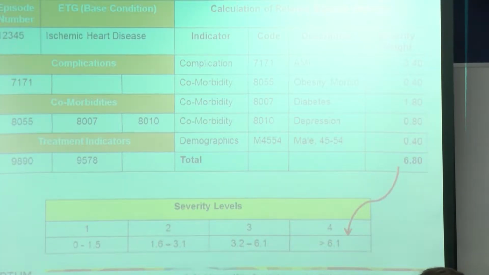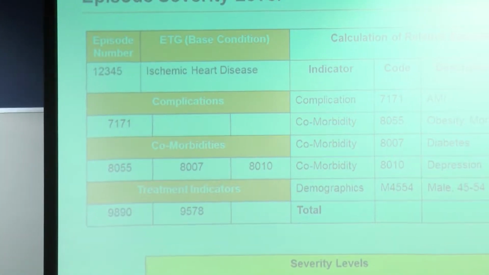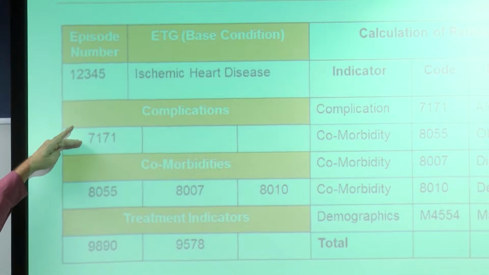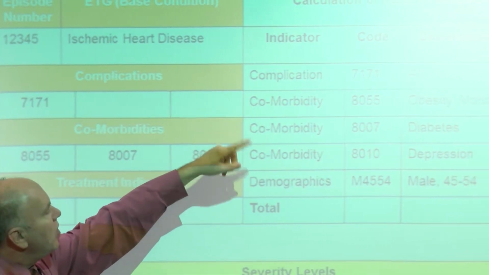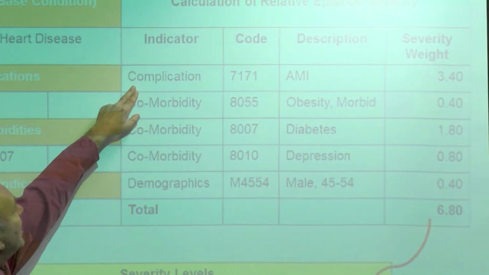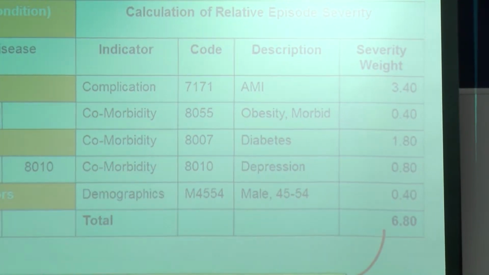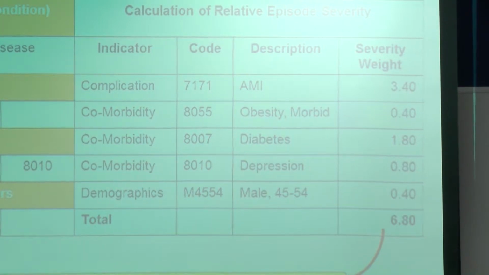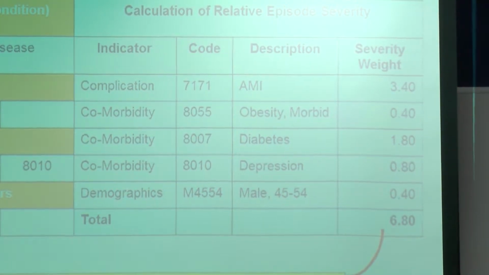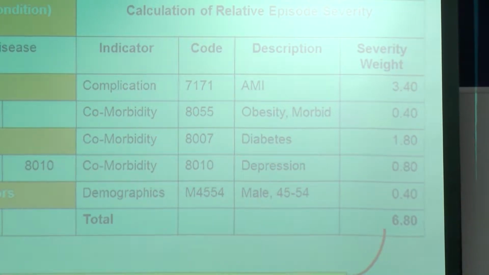Okay, so how do we define severity levels? In this particular case, we have ischemic heart disease, which has some complications, some comorbidities, and some treatment associated with it. For each one of these, in terms of calculating severity, the complication of AMI gets a severity weight of 3.4. How did we determine those numbers? We have a very large 95 million member population that we draw from our benchmark population, and those are resource utilization numbers. In our benchmark population, we found everybody with AMI, and we asked what the resource utilization of that is. And we gave it a number, 3.4.